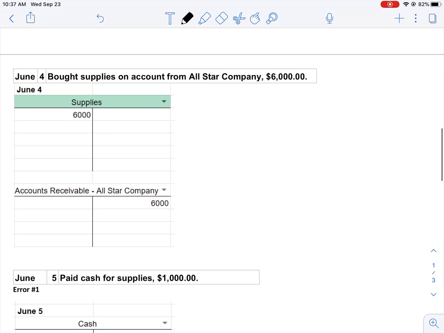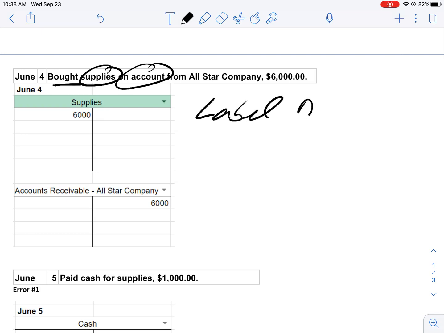As we move on to the next one, bought supplies on account. So again, I'm going to circle the nouns, bought supplies and on account. And I'm going to underline the verb. Okay? So a couple things for that one. First of all, we need to label the debits and credits. We haven't labeled those. That's why those aren't turning green. Next thing is, and I'm going to give you this hint. So if we bought supplies on account, supplies are going up. On account is also going to be going up.